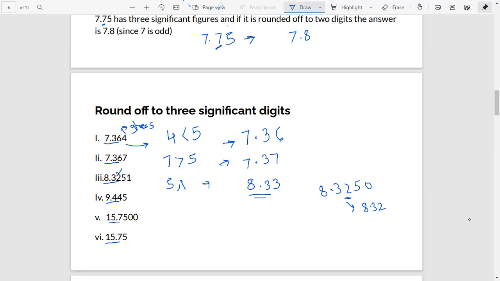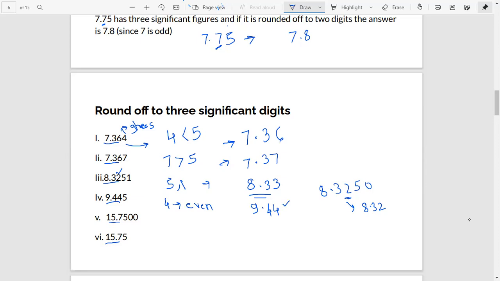Now the next question is 9.445. The last digit is 5 and this 4 is even. 4 being even, as per rule 3, this 5 has to be dropped simply. So it remains 9.44. So the answer is 9.44.